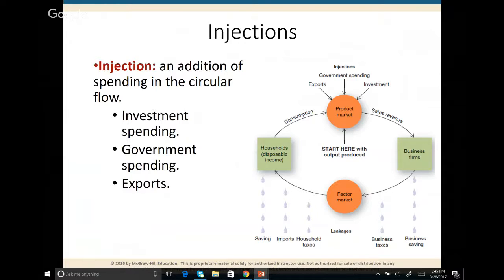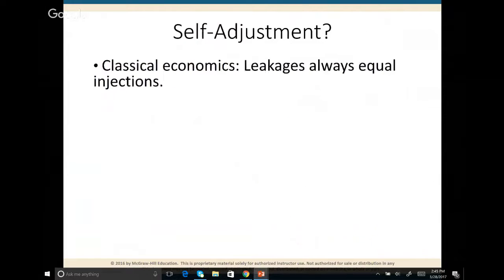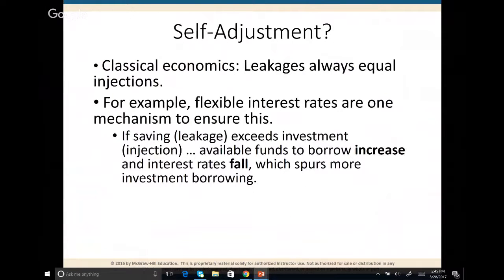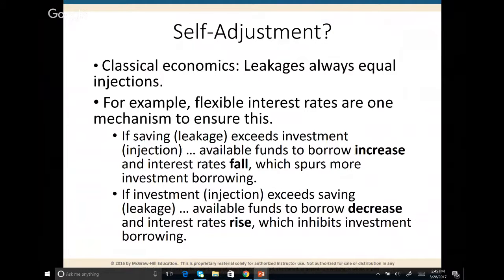And then for the classical economists, so this is before the 1930s, their belief is that leakage will always equal your injection. Whatever happens, not only will the economy self-adjust, but our saving will also equal the investment. The argument is this: suppose your saving is more than your investment, so we'll have more money available. When more money is available, the interest rate will go down. When the interest rate goes down, that means it's cheaper to borrow money, so we're going to borrow more money and investment goes up. So eventually, your saving will equal investment.